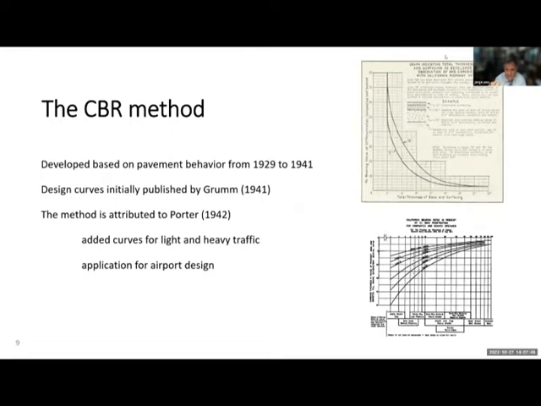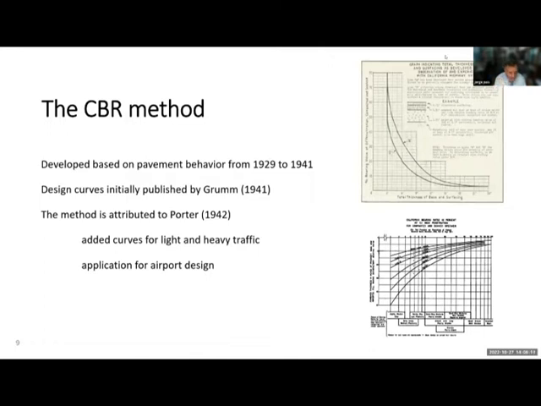And the first design method appeared in 1941 or 42, depending on the origin of the method. It was the CBR method, which was developed based on pavement behavior from 1929 to 1941.